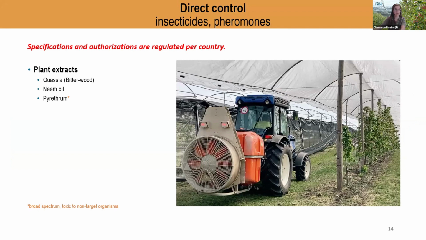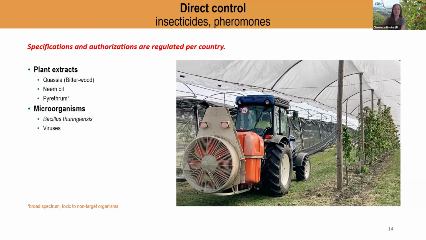You can have plant extracts, for example quassia, neem oil, pyrethrum. Now with the little star, you have here in this case insecticides with a broad spectrum, that are toxic not only to the target but also to non-target organisms. So you should be careful when to spray. For example, you should never spray when you have open flowers, should it be on the tree or open flowers from a flower strip.